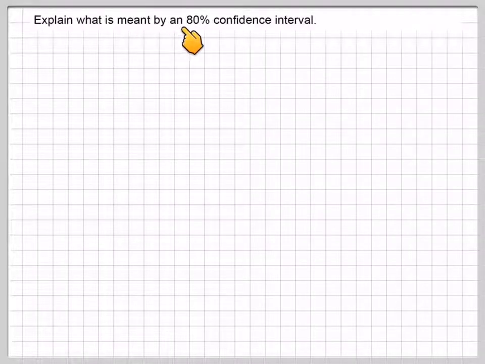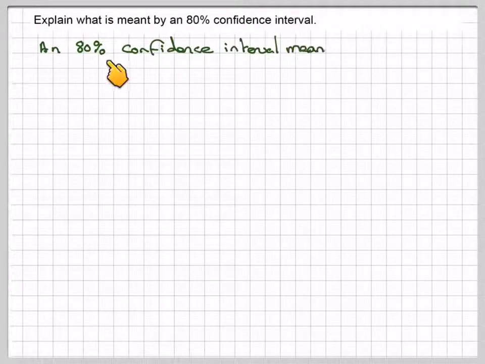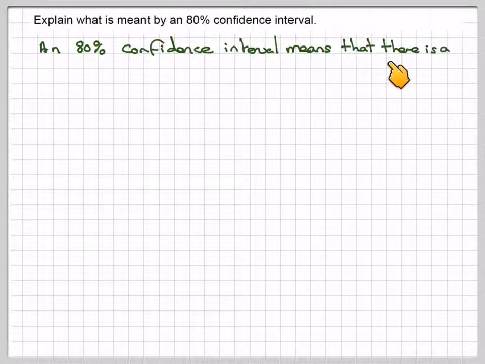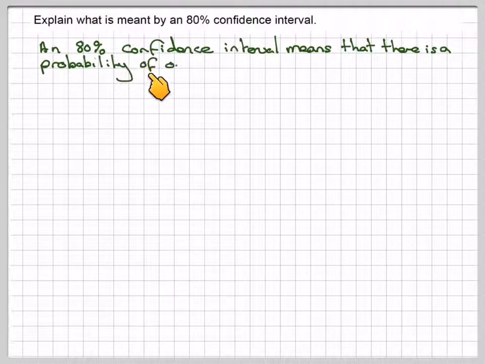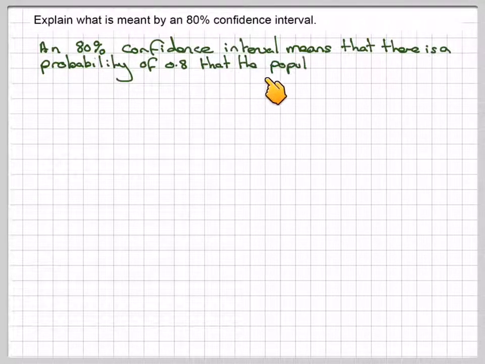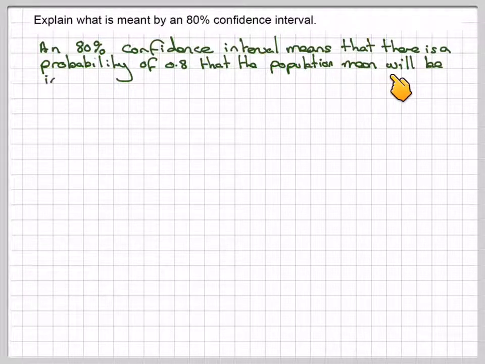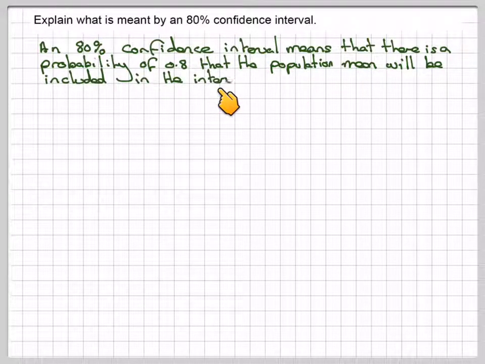Explain what is meant by an 80% confidence interval. Right, an 80% confidence interval means that there is a probability of 0.8 that the population mean will be included in the interval.